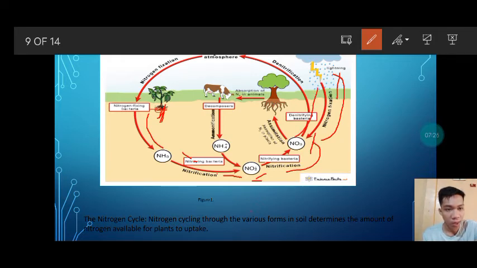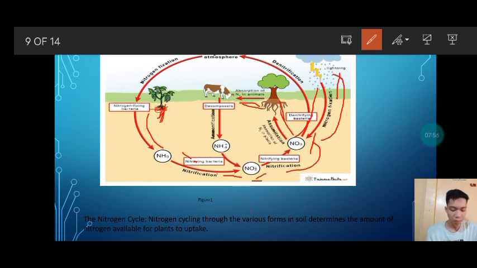Then comes assimilation, the absorption of nitrates in the plants. The plants absorb it and make proteins. Then the animals get proteins from the plants, when they eat the grass.